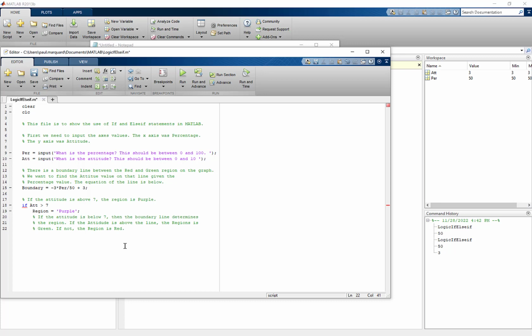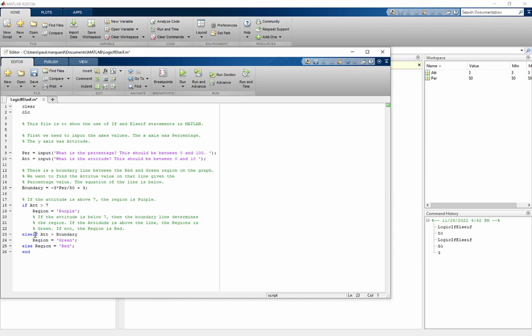If the attitude is below 7, then I need to go to the boundary. If the attitude is above the boundary line, then I'm in the green region. If the attitude is below the boundary line or not above the boundary line, then I'm in the red region. And there's another if in there, so I'm going to have to use else if. I've got one if here on line 18, but I need another one because I still have a decision to make between two choices. The alternate choice isn't yet set.